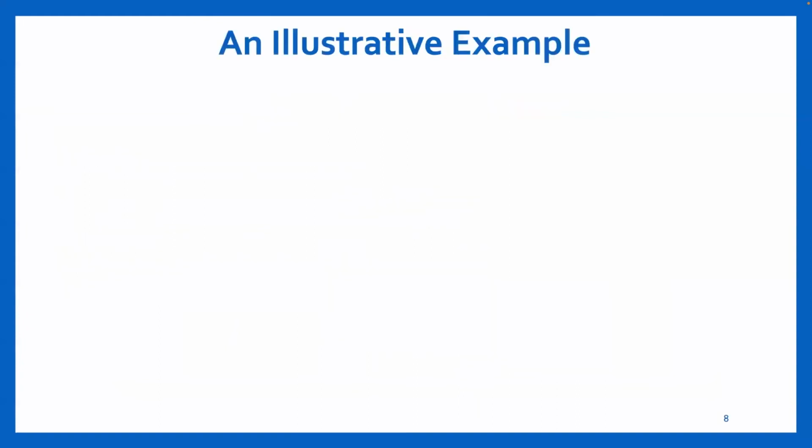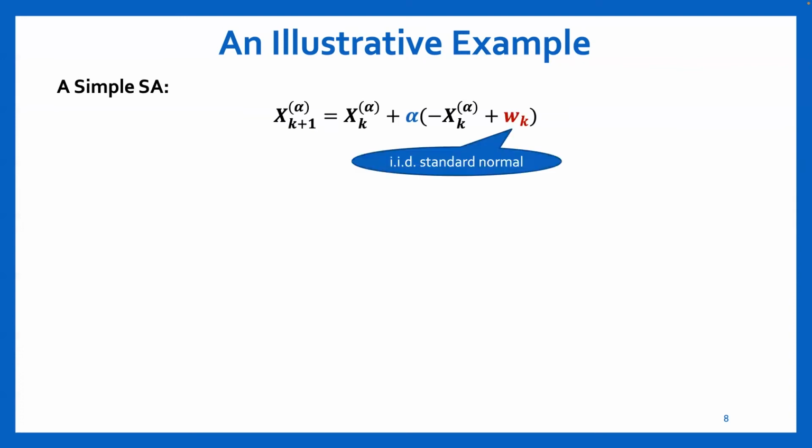So next, I will provide an illustrative example to further explain our goal here. Consider a simple stochastic approximation algorithm. In this algorithm, the update is just minus xk plus wk, where wk is the noise. We assume the noise is IID standard normal. We will relax this assumption in later slides. This SA algorithm can be viewed as a stochastic gradient descent for minimizing a quadratic function.